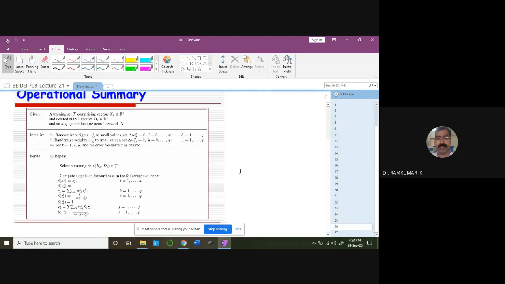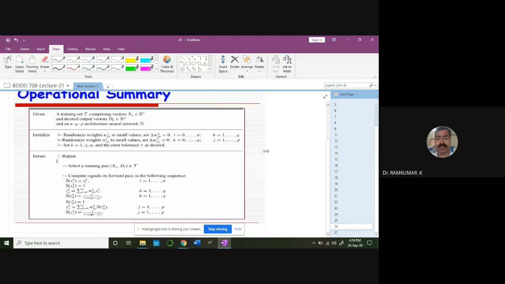Now look at this algorithm carefully. Can every one of you see this algorithm clearly, this slide? Can you make it a little bigger? I think this is all right.